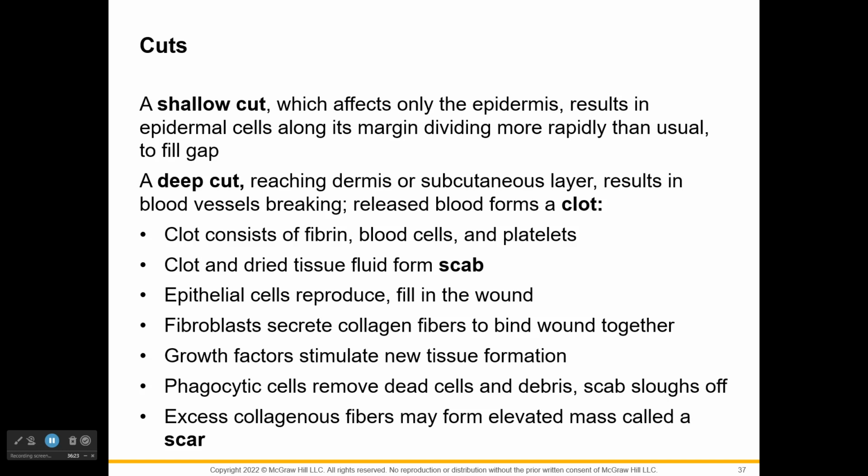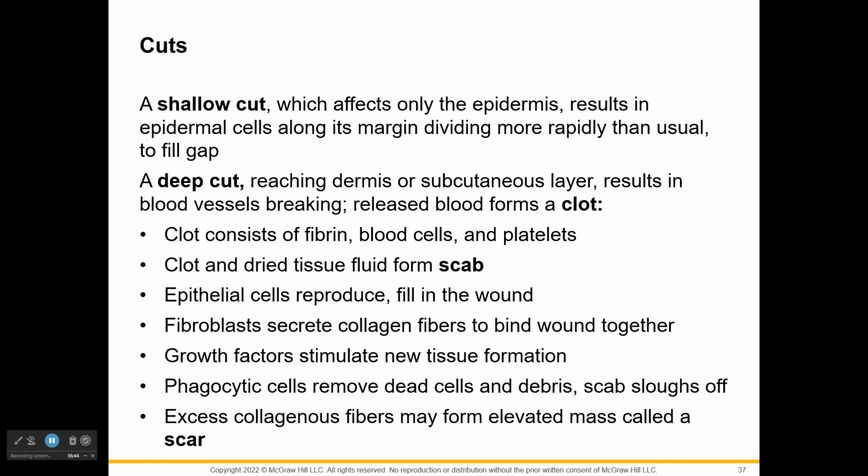So a little bit about cuts. A shallow cut is only cutting the epidermis. No big deal. Think about a paper cut. The cells will quickly divide and take up the gap that you left. But a deep cut is going to cut into the dermis, or even deeper into the subcutaneous level. And you know you had a deep cut when you're bleeding because you've broken some blood vessels.